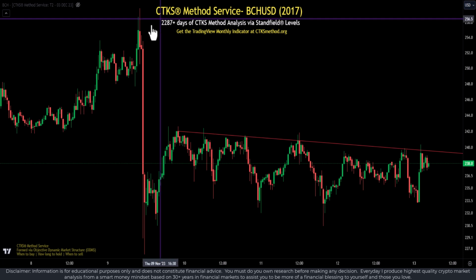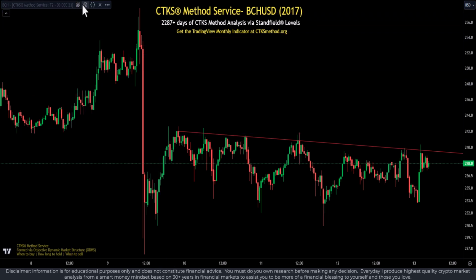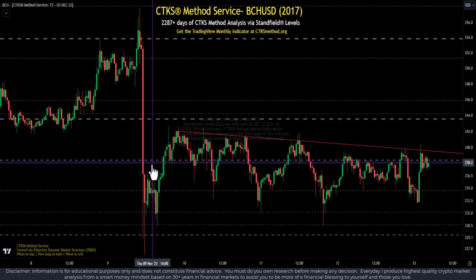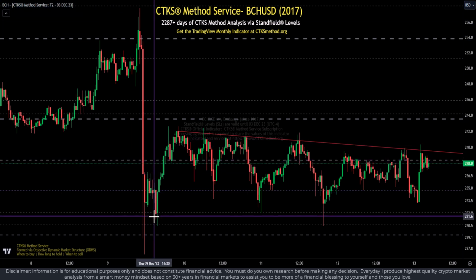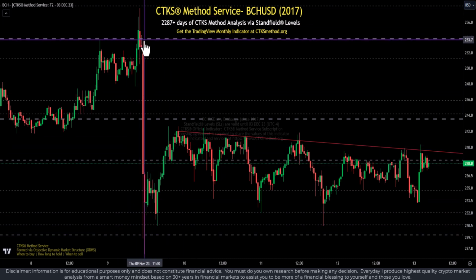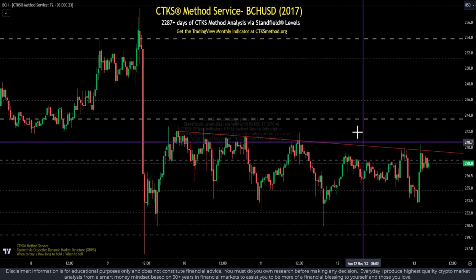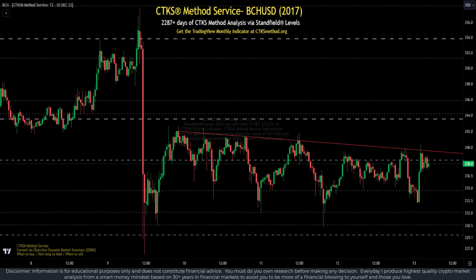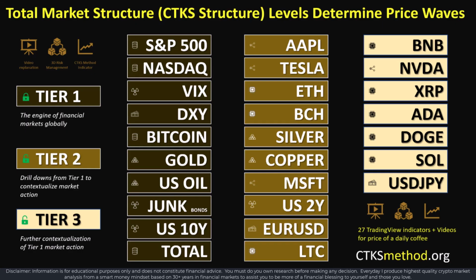You can see that this indicator, and this is only for Bitcoin Cash, gives you X-ray vision into what the institutions are looking at, where the safety nets are, where the ceilings are, how strong they are, how weak they are. With this knowledge, you can place buy and sell decisions into the market and make returns like I make. I use these indicators for my trading. To understand how I make my trades, I look at the Tier 1, Tier 2 and Tier 3 charts, the CTKS structure.